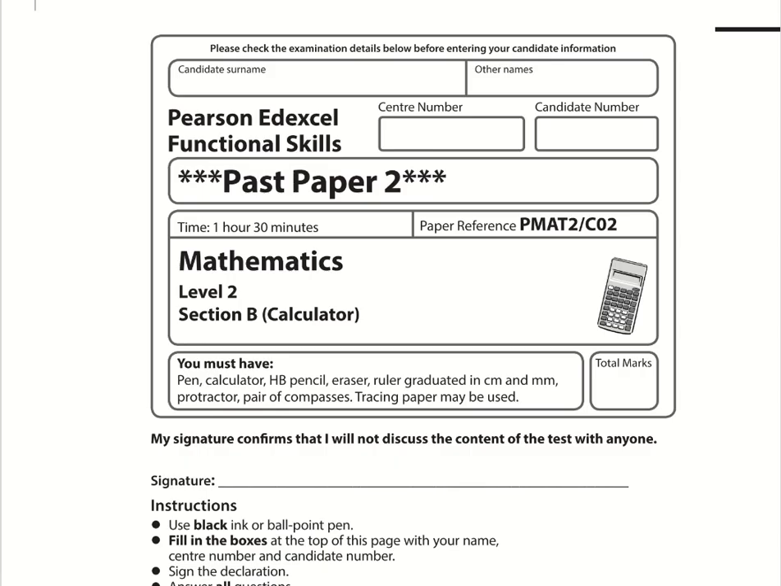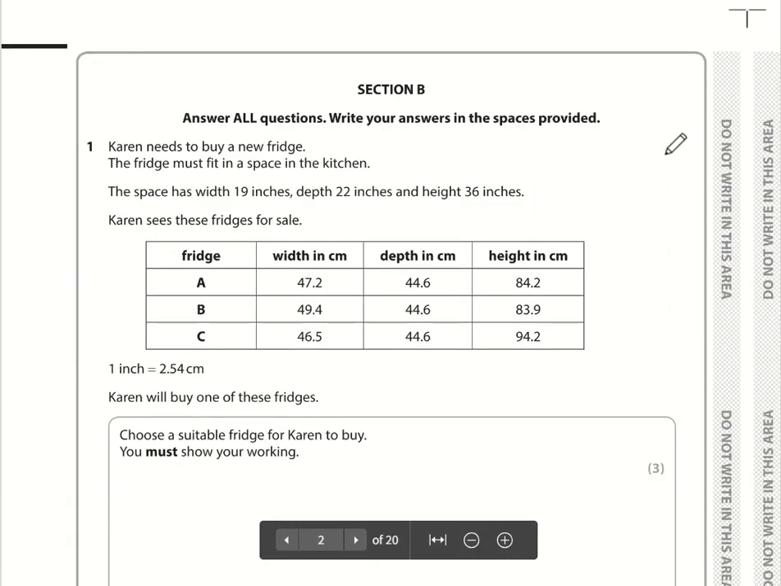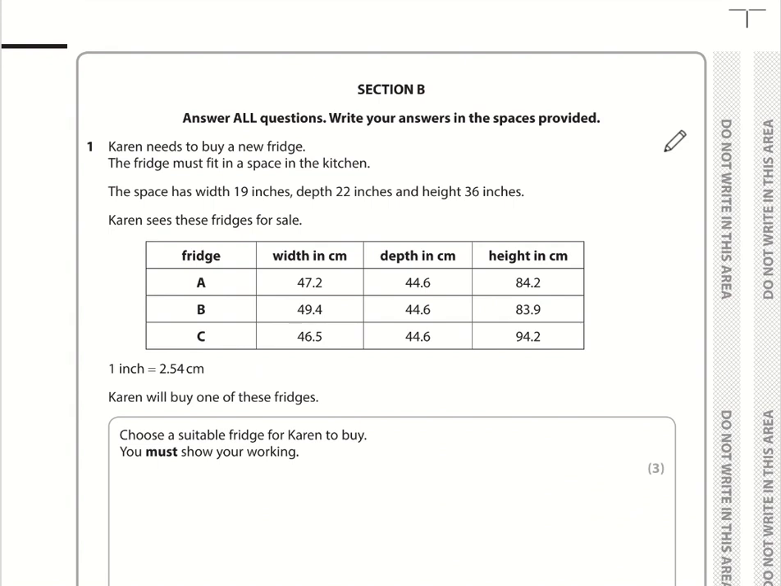Here are the video solutions for Pearson Edexcel Functional Skills Maths Level 2. This is section B, the calculator section, and this is past paper 2. Okay, so let's take a look at question number 1. So we need to find a fridge that's got a width of less than 19 inches, a depth of less than 22, and a height which is less than 36.